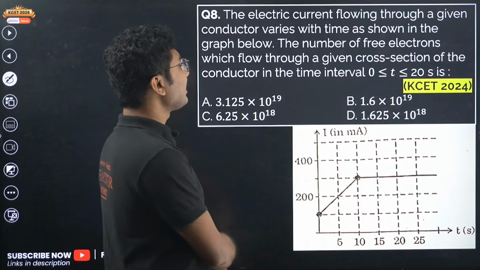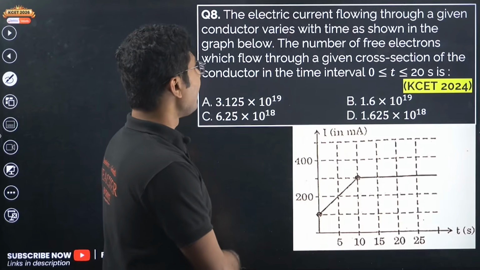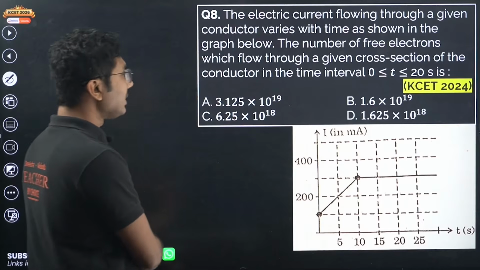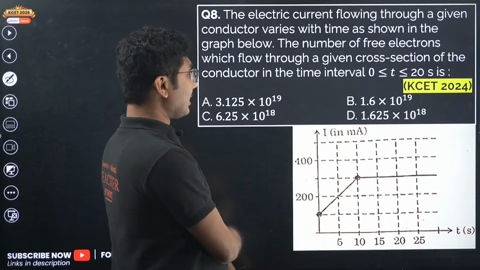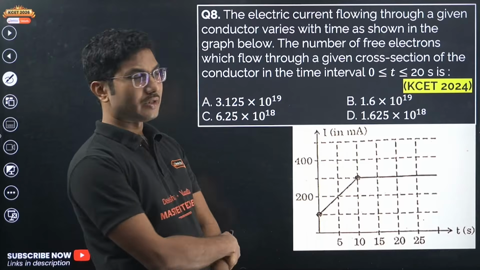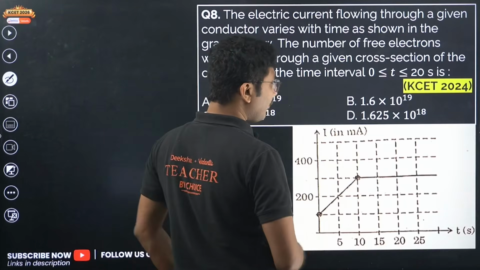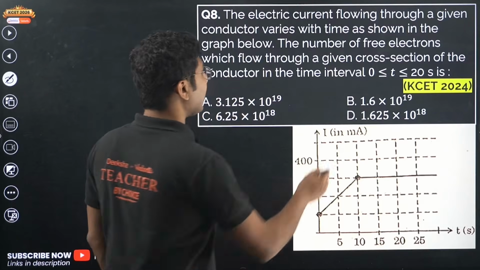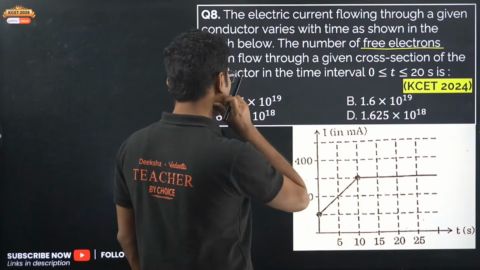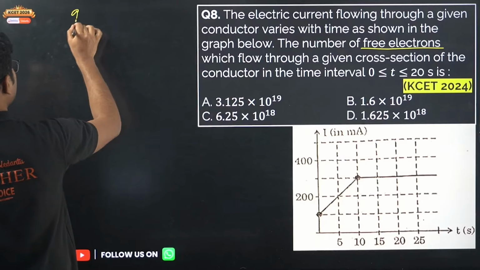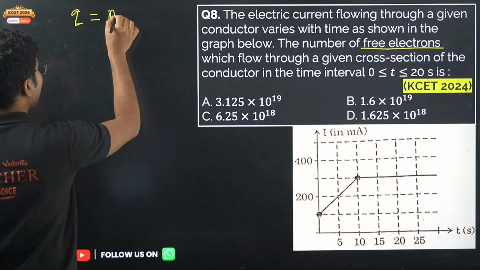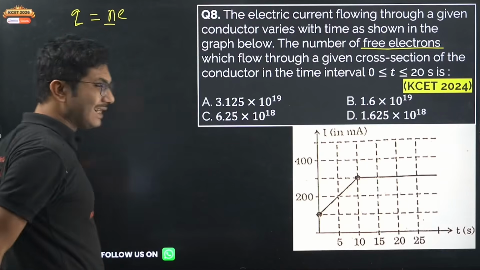Next: the electric current flowing through a given conductor varies with time as shown in the graph below. What is the number of free electrons which flow through a given cross section of the conductor in the time interval 0 less than or equal to t less than or equal to 20 seconds? So we have to find the charge, or free electrons, flowing through the conductor in this time. First, you have to calculate the charge. If we can calculate the charge which is passing, then we can use the quantization principle to calculate the number of electrons.